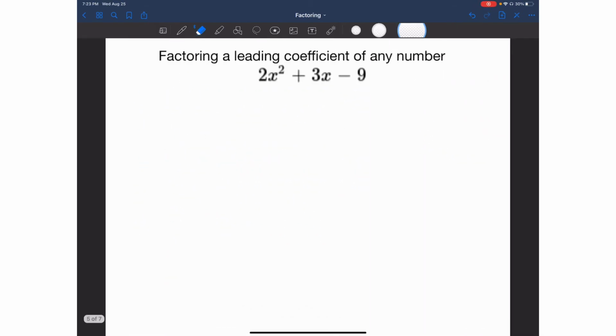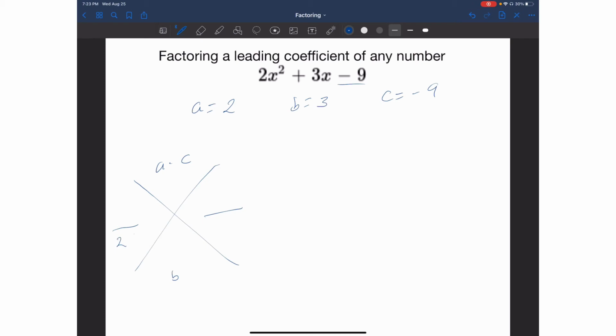Okay, so now let's look at another example. Now we have 2x squared plus 3x minus 9. I'm going to write the values for all three letters. A is going to be equal to 2, B is going to be equal to 3, and C is going to be equal to negative 9. Again, I'm going to draw the x. On top of the x, I'm going to have a times c. At the bottom of the x, I'm going to have b. And then here, I'm going to have my a times x. So 2x on both sides.